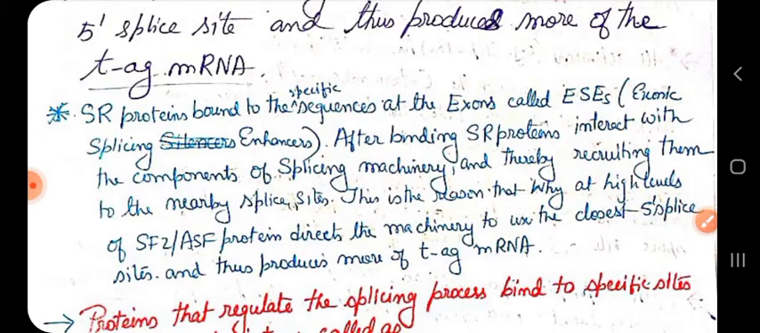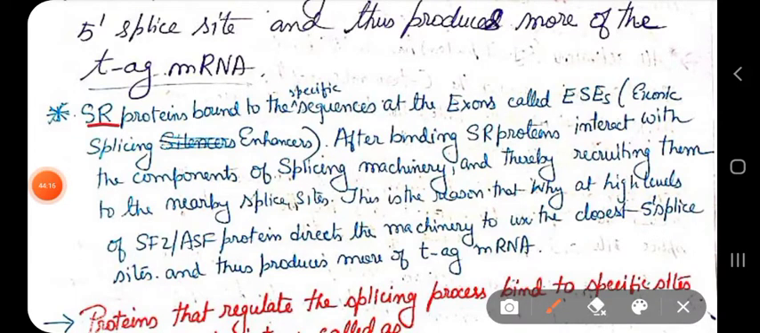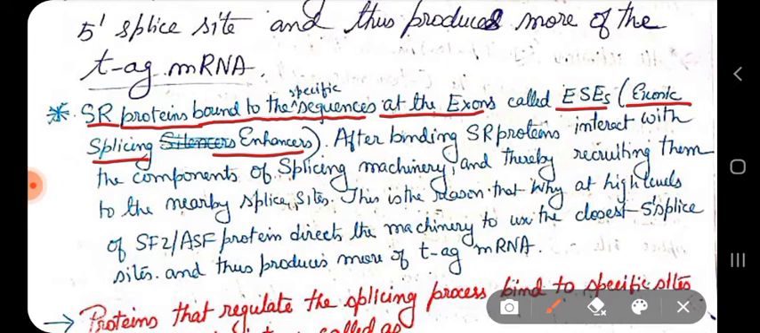Here I have said about the SR proteins, the serine arginine rich proteins. Obviously, the serine arginine rich proteins cannot bind here and there. They have to recognize certain sites, certain enhancer regions. So the serine arginine rich proteins bind to specific sequences around the exons known as ESEs, exonic splicing enhancers. Within these exonic splicing enhancers, these serine arginine rich proteins bind.